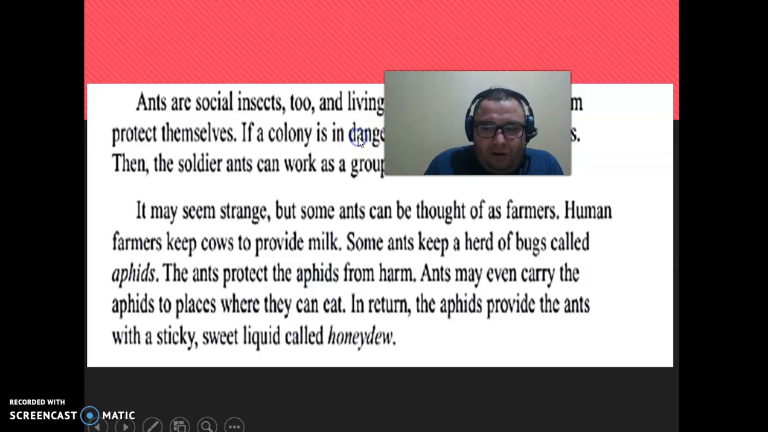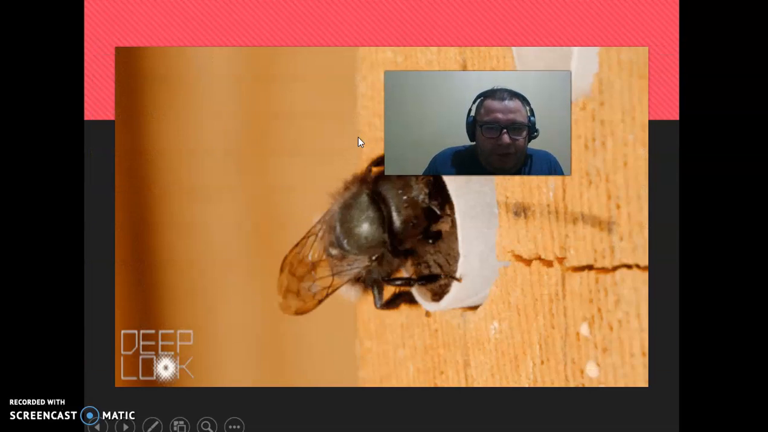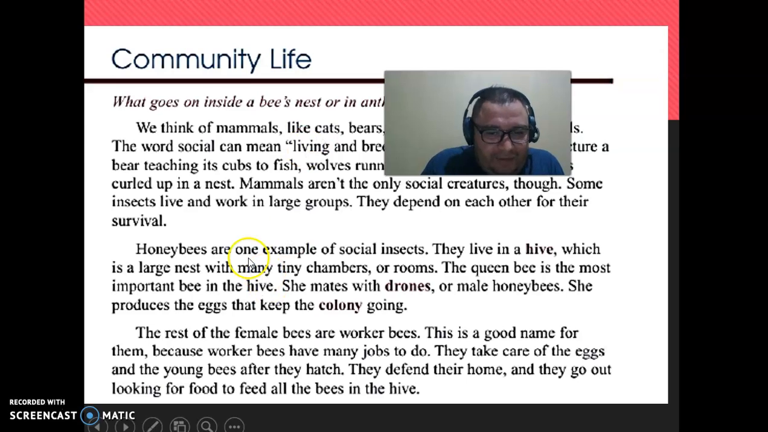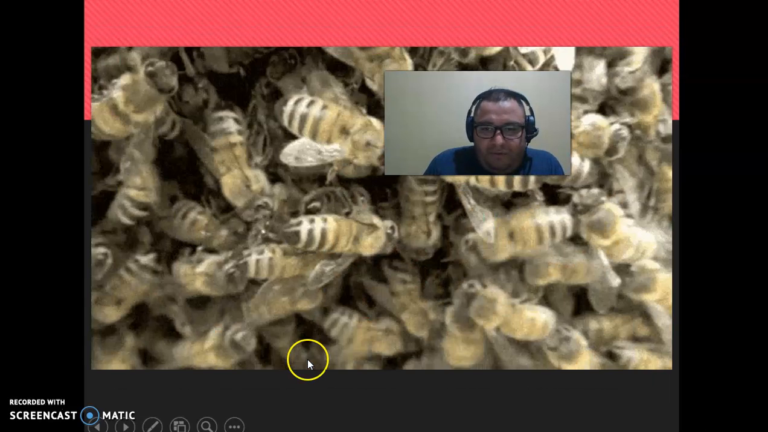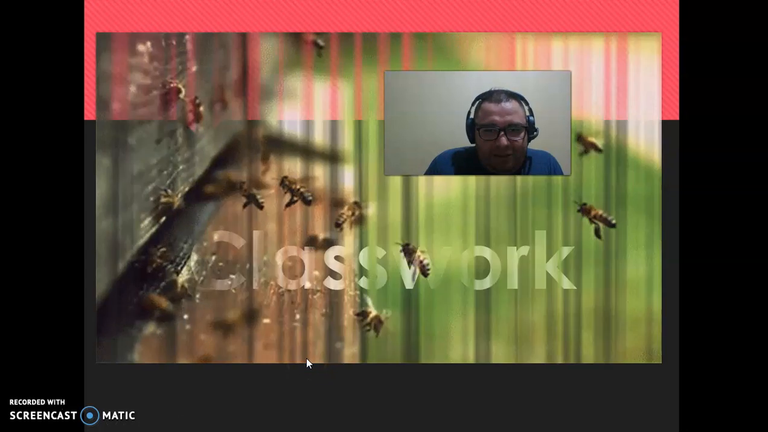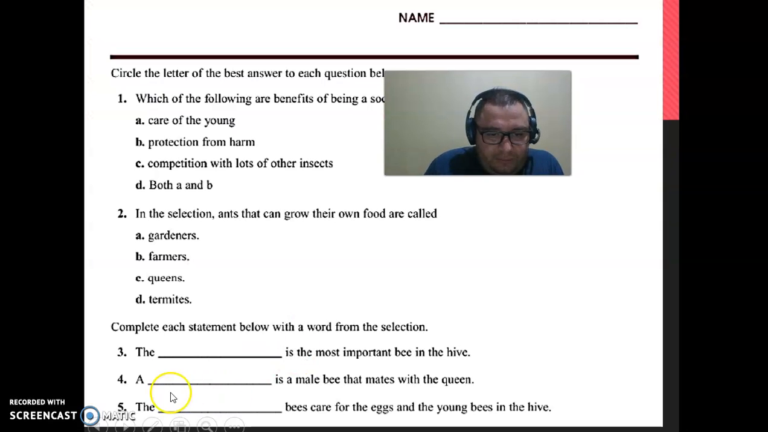So, in conclusion, you have to understand the kinds of bees, right? The rest of the bees, female bees, are worker bees. This is a good name for them because worker bees have many jobs to do. They take care of the eggs and young bees after they hatch. For example, this is the answer to this question. The workers.